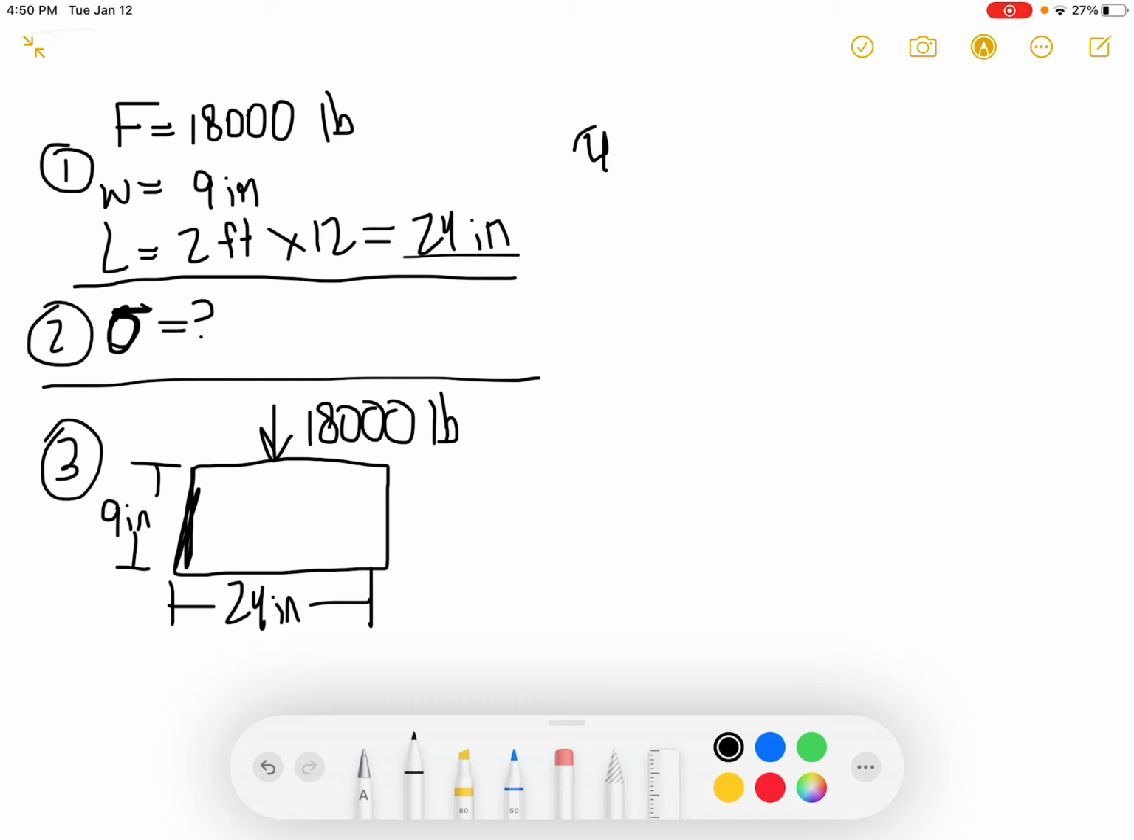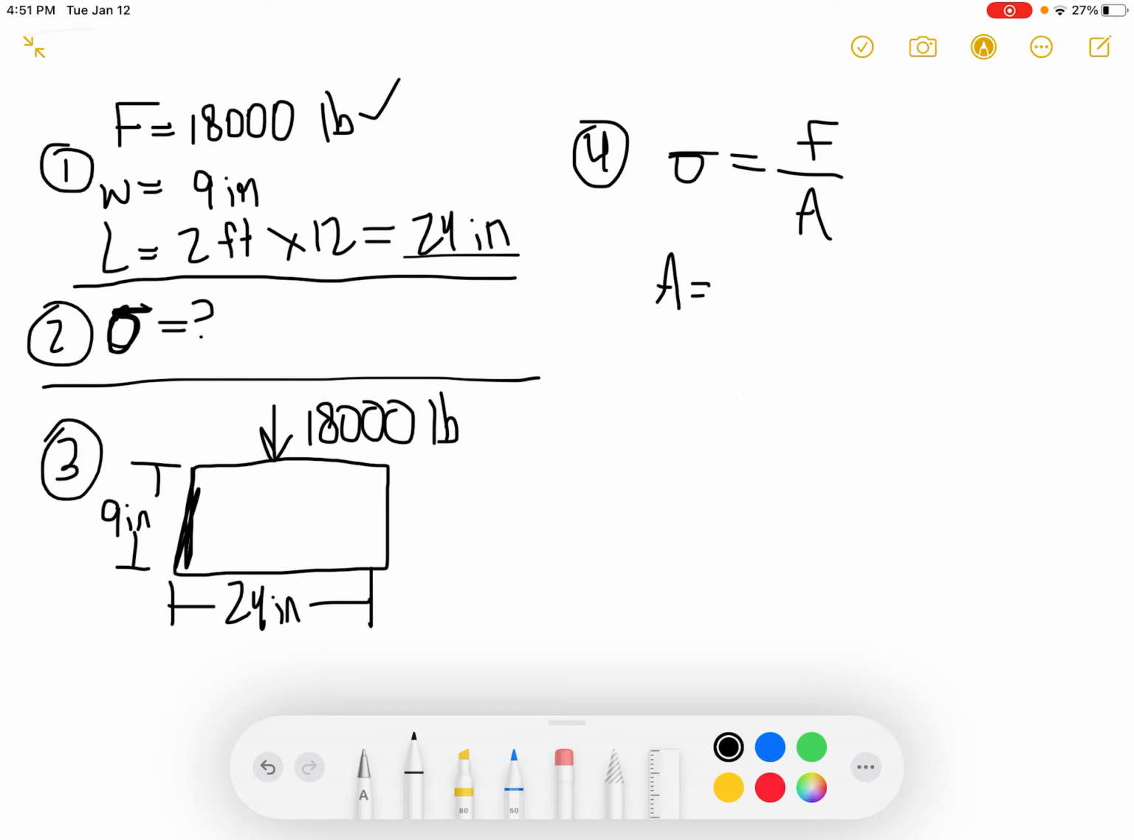Now let's substitute. Well, actually, we need to think. I forgot to say, it's important to think of what equation you need to use. That's another step, really, before substituting. So we're trying to find stress. Looking at the equations that we have, we know that stress is force divided by area. But we don't have area. We only have width, length, and force. Force we can use in the equation, but we need to find area. And area, how can we find that?